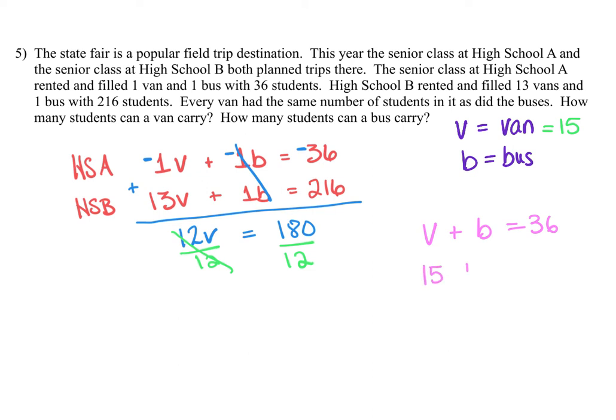If I fit 15 of those kids in the van, how many were left to fit in the bus? Well, I'm just going to solve it. There were 21 kids left that would have to fit in the bus. So the bus holds 21 kids. So the van holds 15 students. The bus holds 21.